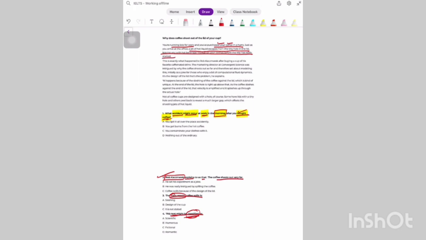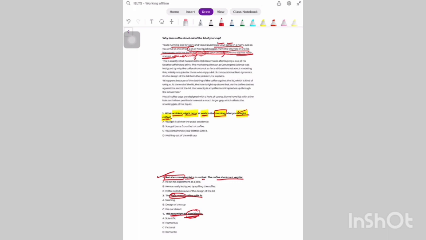So the word morning is paraphrased as the day has really just started. This is morning for you. So my answer is this: a jet of hot liquid escapes from the tiny hole in the lid, leaving you with hot beverage residue on your clothes before the day has started. Now let's look at the option which is the most relevant.